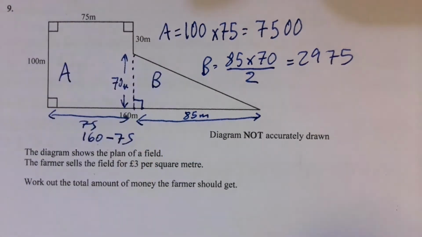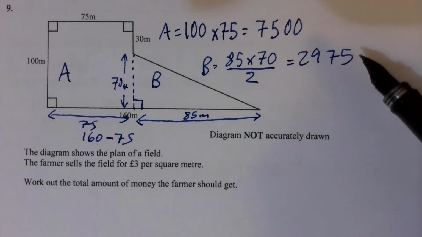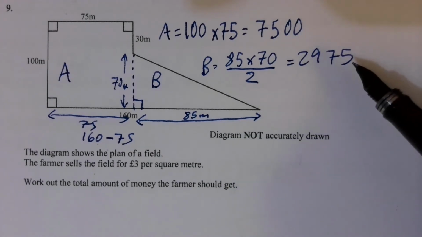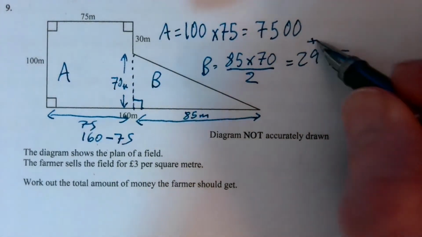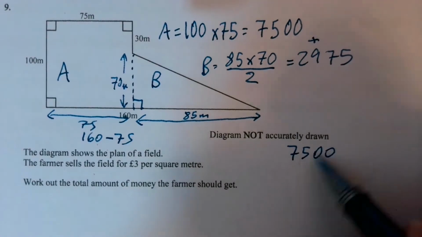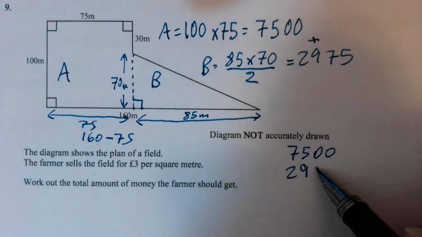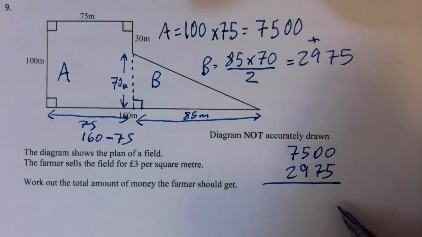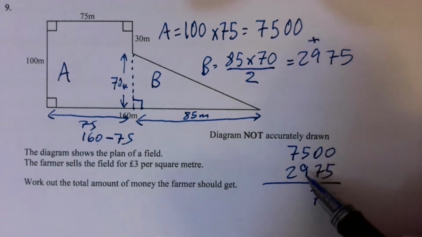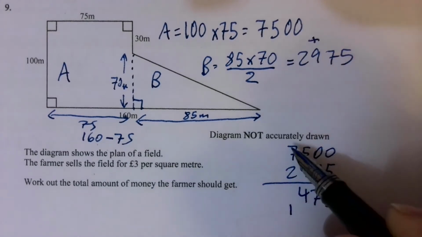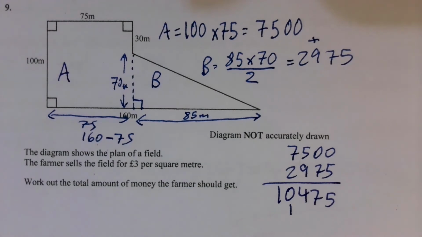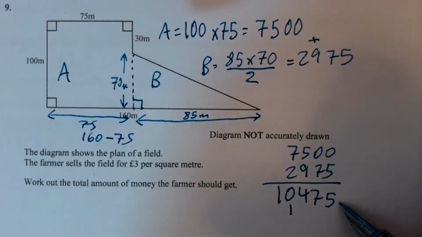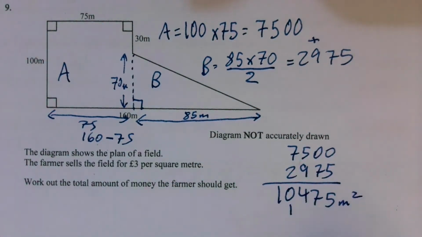Now, at this point, a person multiplied this number here by 3, but we want the area of both bits added together first of all. So the first thing to do is get the 7,500 and 2,975 and add those together. So that gives us 5, 7, 9 add 5 is 14. 7 add 2 add 1 is 10. So that gives us 10,475 square meters. But every square meter is worth £3.